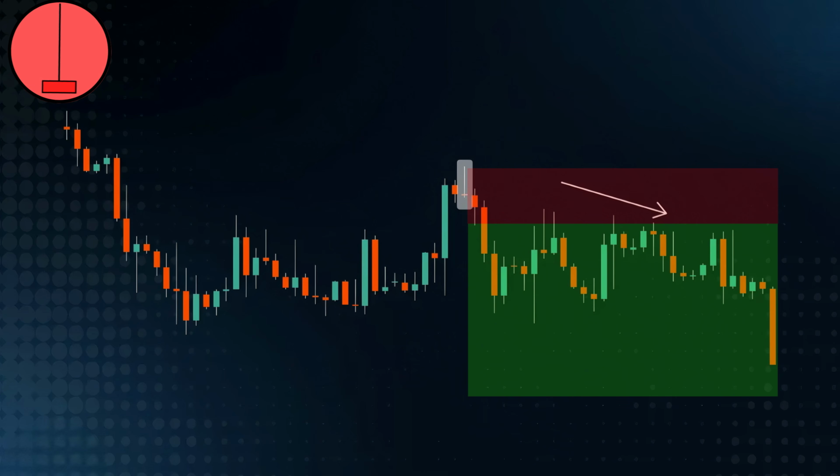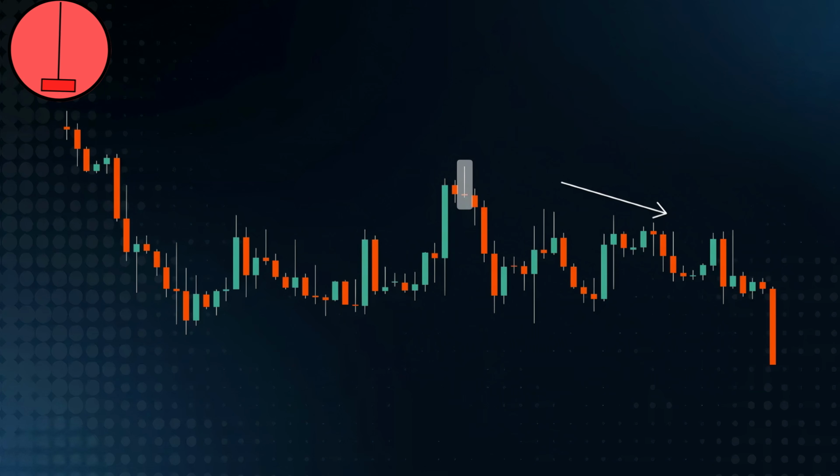Remember, these candlestick patterns fail not because they're inherently flawed, but because traders misuse them. You need to screenshot or write down these key takeaways.